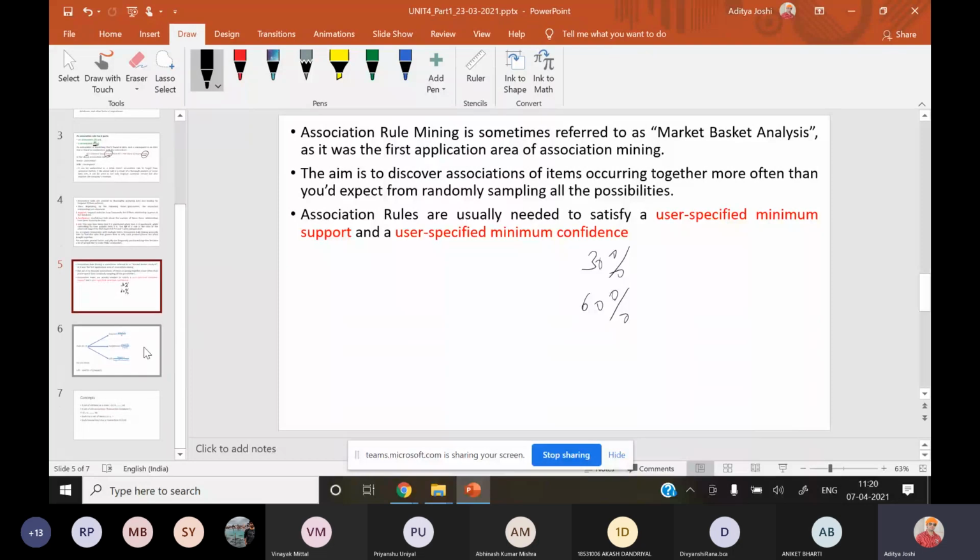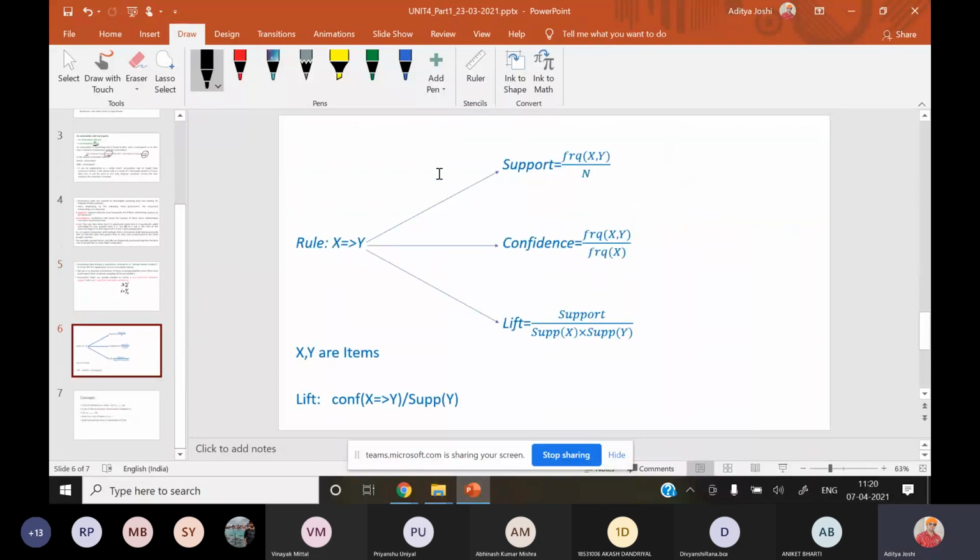Now going to the formula. So note down this formula in your notebook. If there is an association rule, that is X implies Y, it may be any rule. For example, X implies Y is a rule. Then the support is calculated by the frequency of X, Y, where X and Y are items, divided by the total number of transactions. So N is the total number of transactions. Support is given by the frequency of X and Y, means the occurrence of X and Y in combination in each transaction.